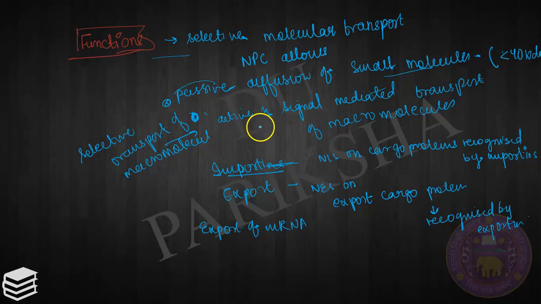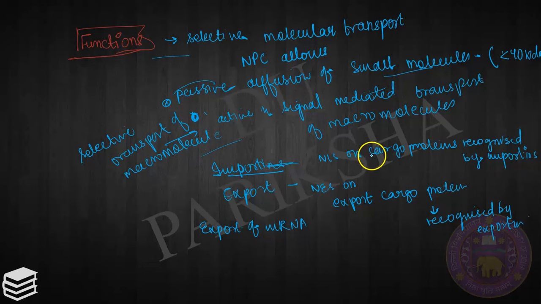And the second is selective transport of the macromolecules. Some proteins and some molecules require signal mediated transport and active transport of the macromolecules. It includes import and export. Import from the cytoplasm into the nucleus and export from the nucleus into the cytoplasm.